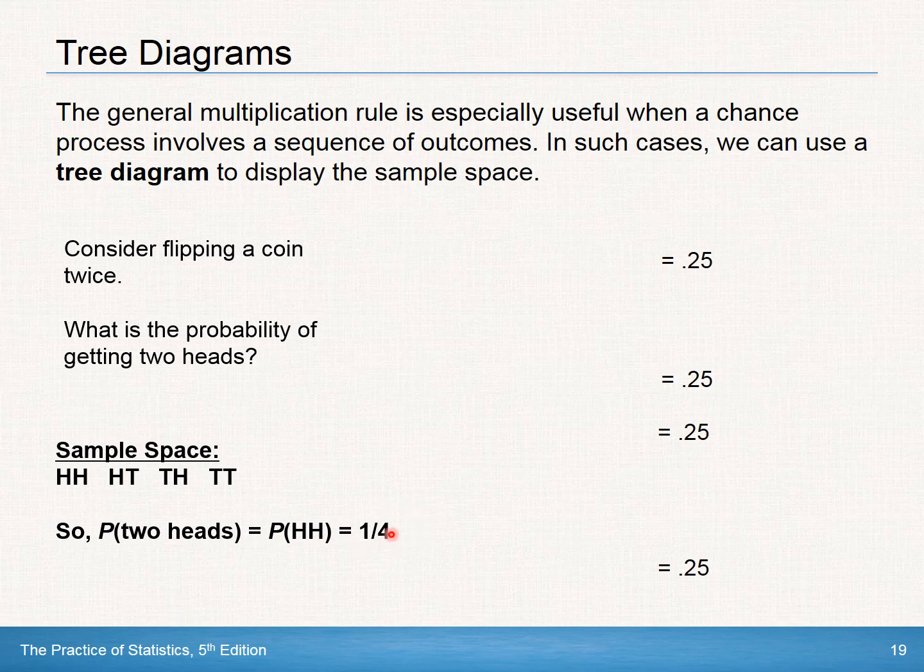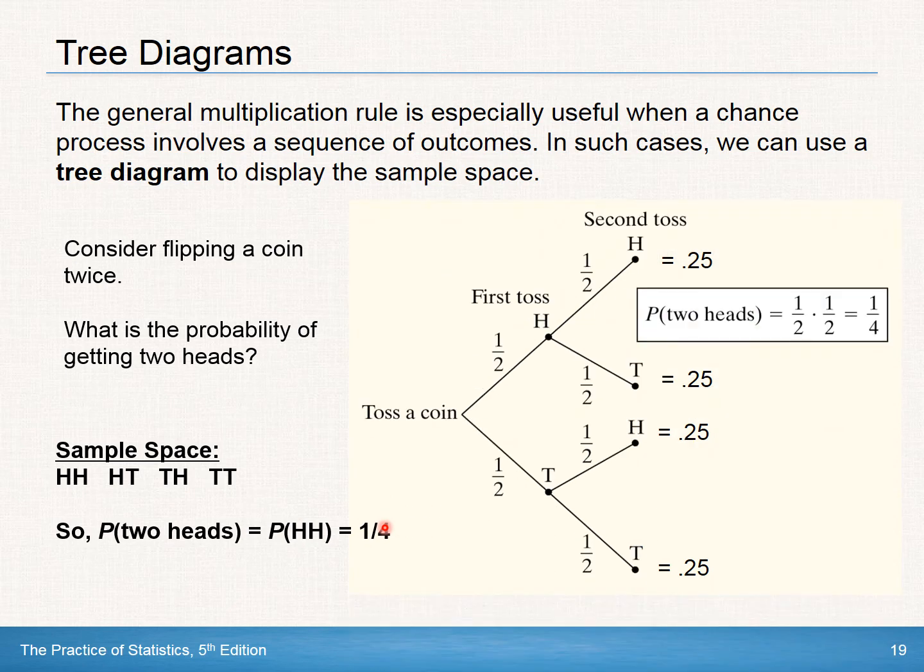Okay. How can we get that probability? Using a tree diagram. The first branch of the tree diagram tells us, okay, what's our first toss? On the first toss, I can get heads or tails. What's the probability of getting heads? 1/2, tails 1/2. On the second toss, what can happen?